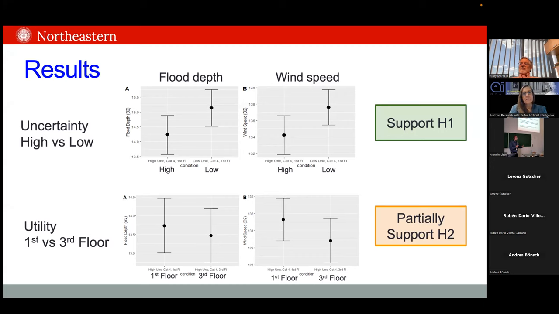In the utility case, those who are situated in the third floor apartment believe the hurricane wind will be lower than those who are situated in the first floor. But interestingly, there's no clear difference in belief about flood depth. That may be because most people don't think the flood is the major problem. In reality, they're scared of the wind, but not the flooding, but the reverse is actually true. What kills people is the flooding. So that may mean that people are just not worried about the flooding.